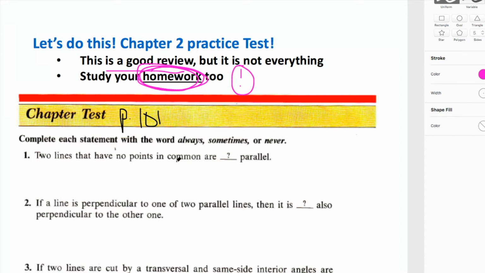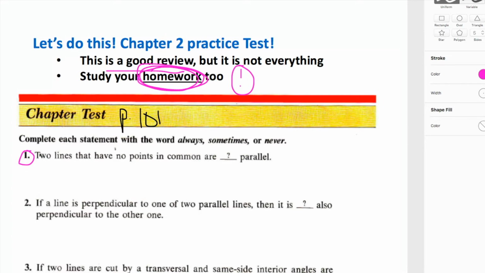So at least we can go through a bunch of problems, and then you can see the solutions and get a sense of where you stand as you continue studying for this. Okay, chapter test, page 101. All right, let's start with number 1. It says complete each statement with the word always, sometimes, or never.